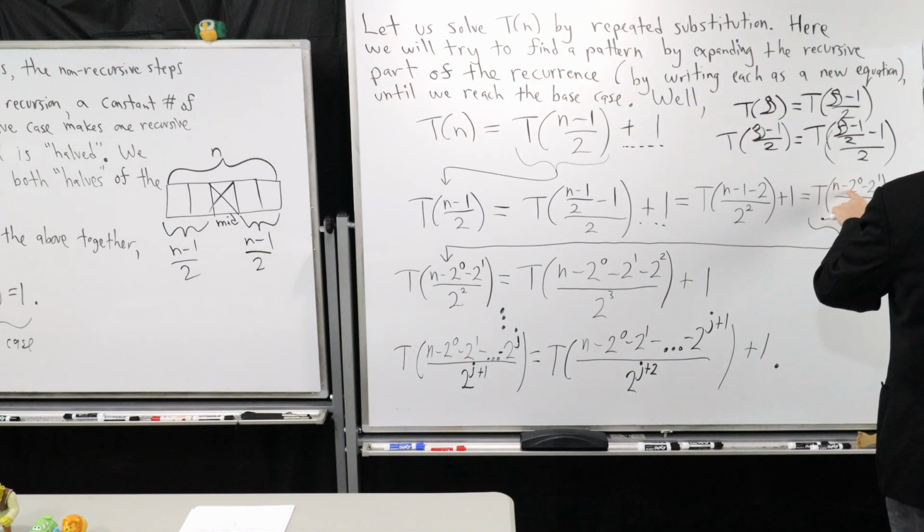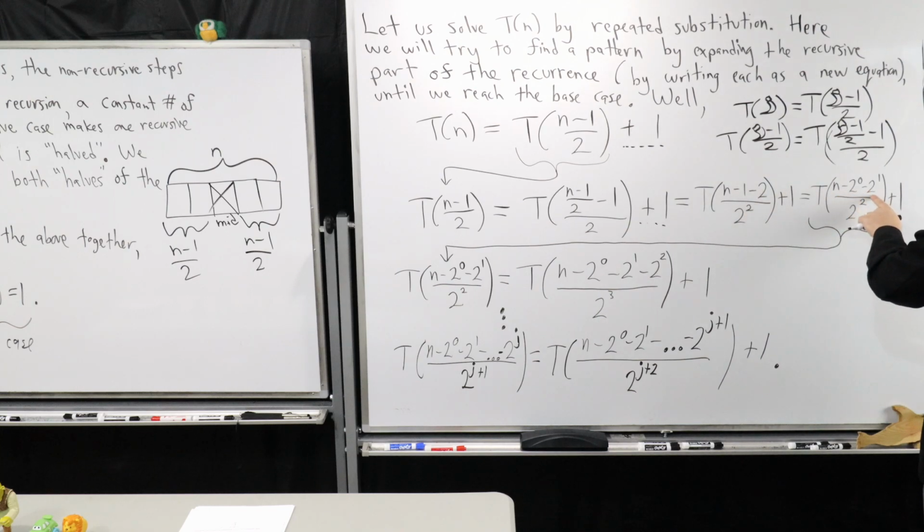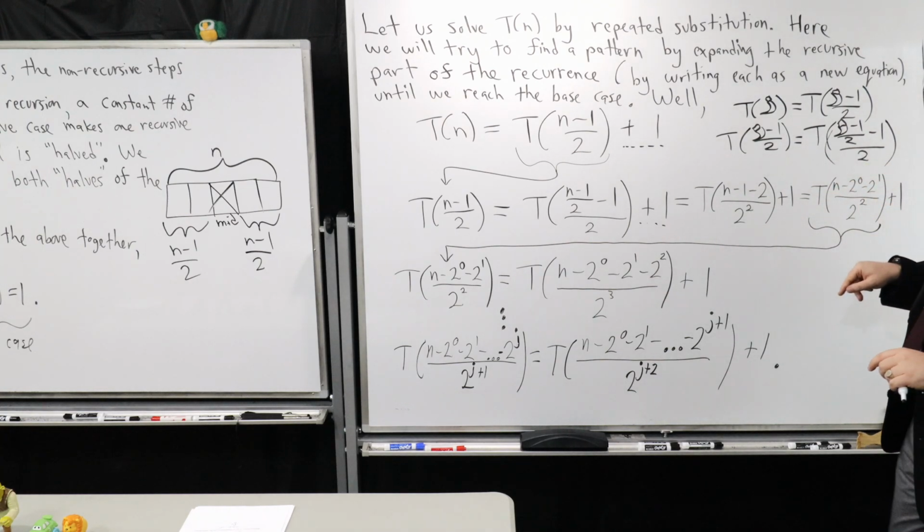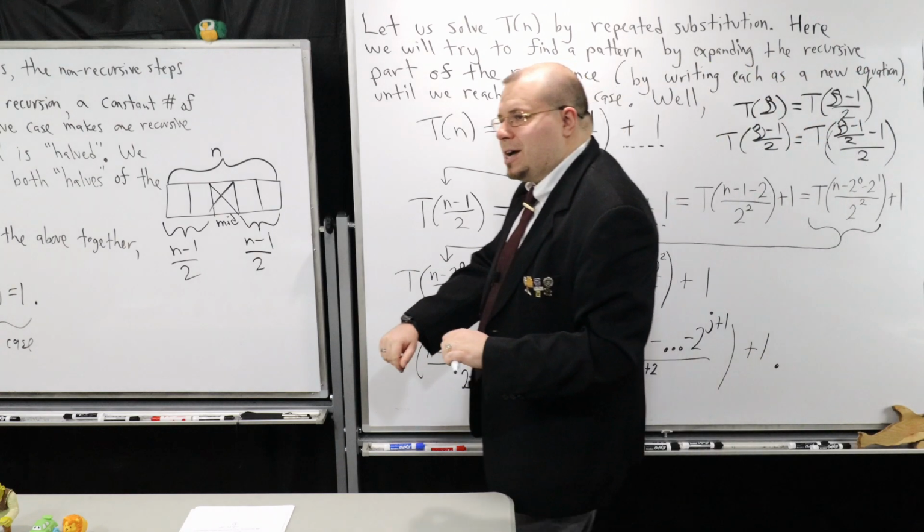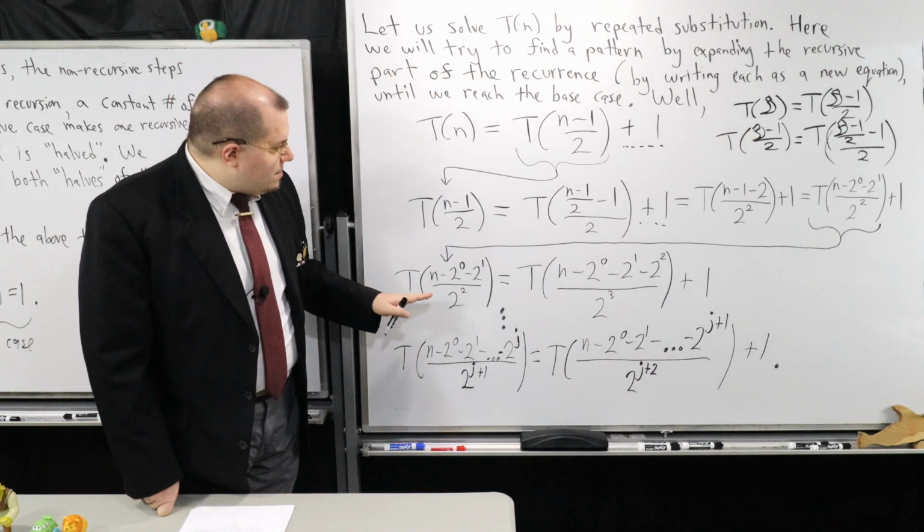N minus 2 to the power of 0, which is 1. 2 to the power of 1 is 2. And I have this 2 squared here, and I'm adding the 1 here. So I'm just going to see what this recursive part of the recurrence relation does. I'm just going to write a new equation out, and let's take a look at what happens.